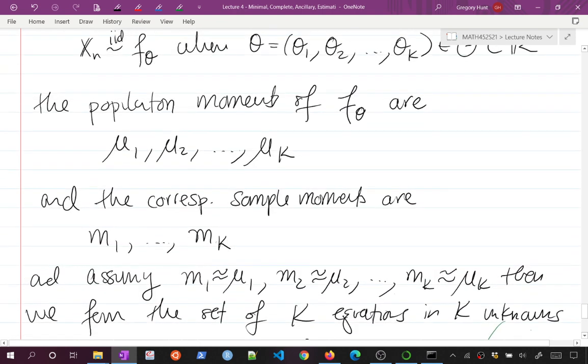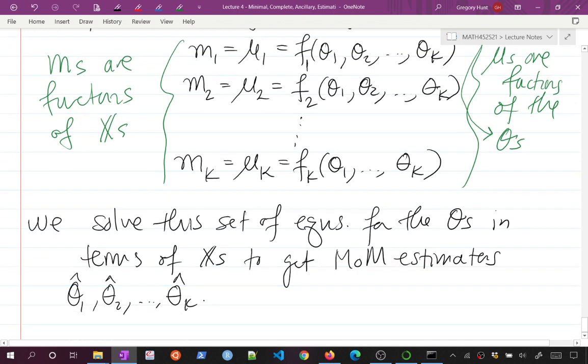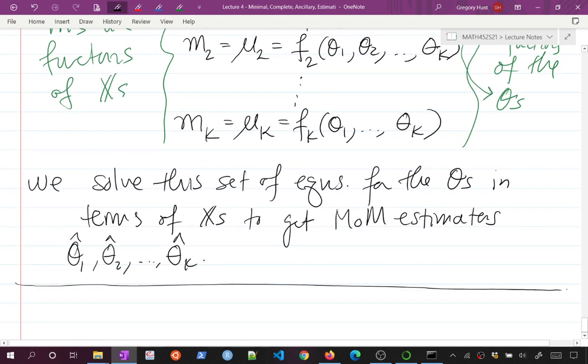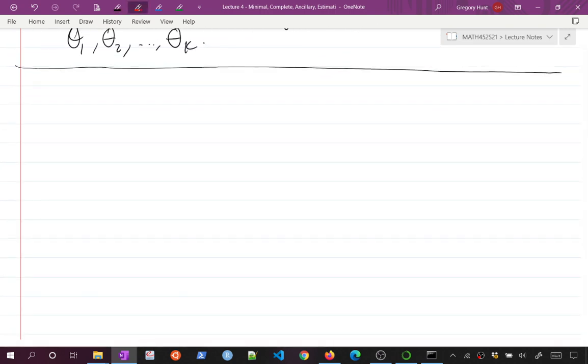So it's kind of a lot to write down, but basically if I have k unknowns, I set up k equations where the m's equal the mu's. The m's are a function of the x's, the mu's are a function of the thetas. So we have k equations, k unknowns. You solve for the k unknowns, and the solutions tell us our estimators. It's really abstract to write down, but it's quite simple, as we saw in the previous example. So let's just continue, and for the rest of the lecture, let's just do a bunch of examples, because really that's how you learn this stuff.